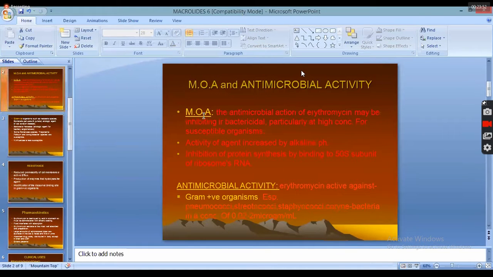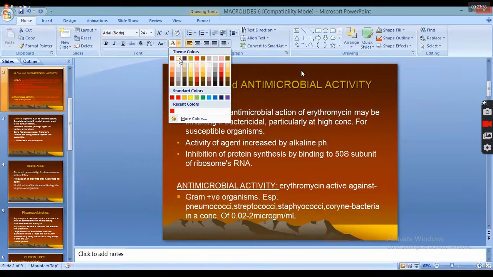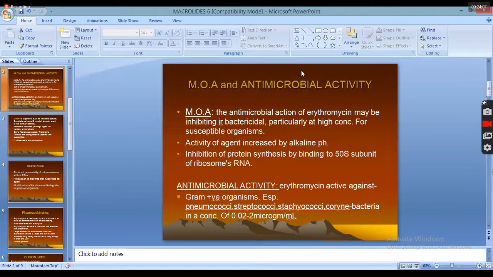Mode of action, right. So let's see once again. I'll go back to the spectra that I told you about. Basically the drug acts on gram positive organisms. If you see the slide, the second or third slide, the entire microbial activity or spectra shows which organisms are most sensitive to erythromycin. So they are active against gram positive.